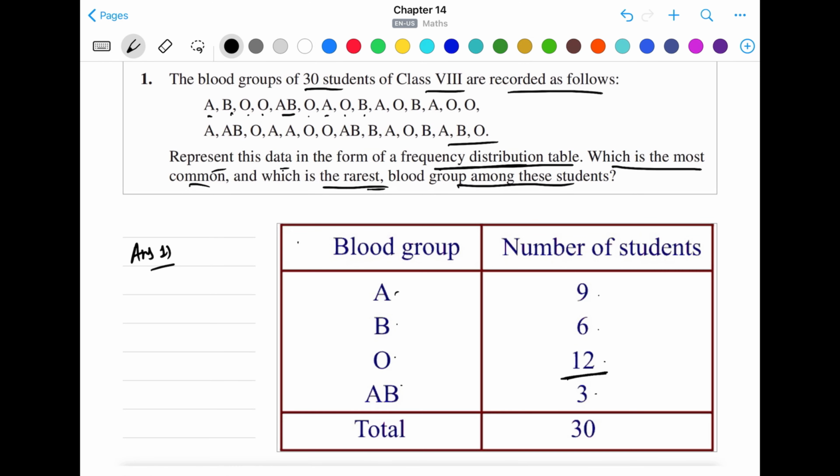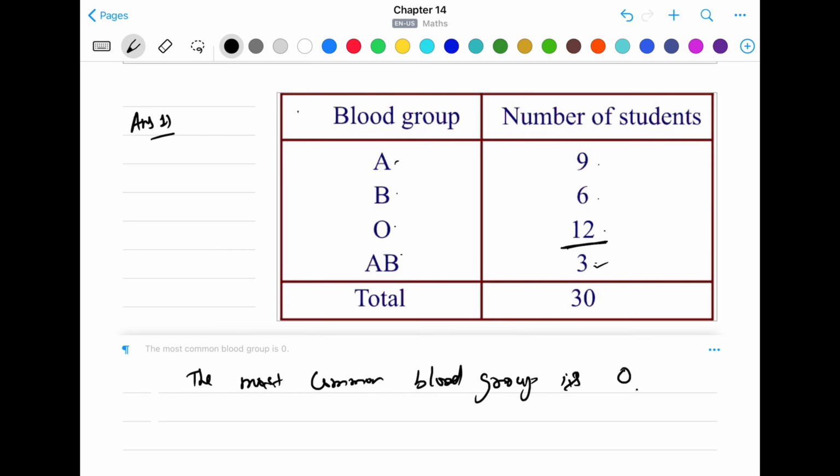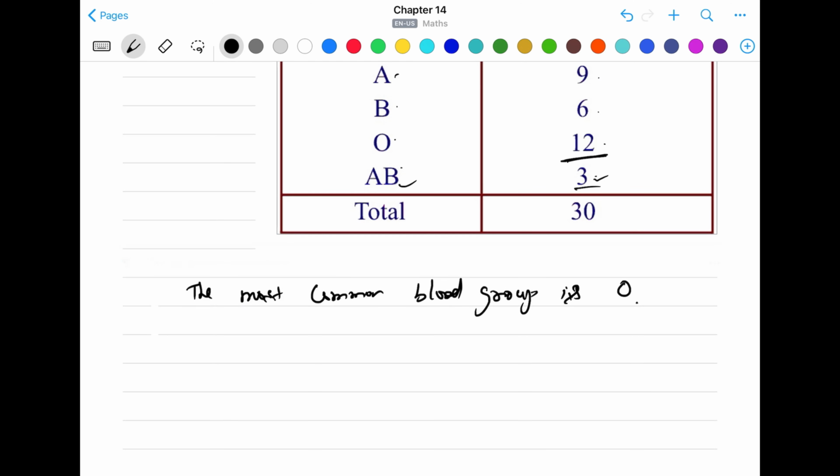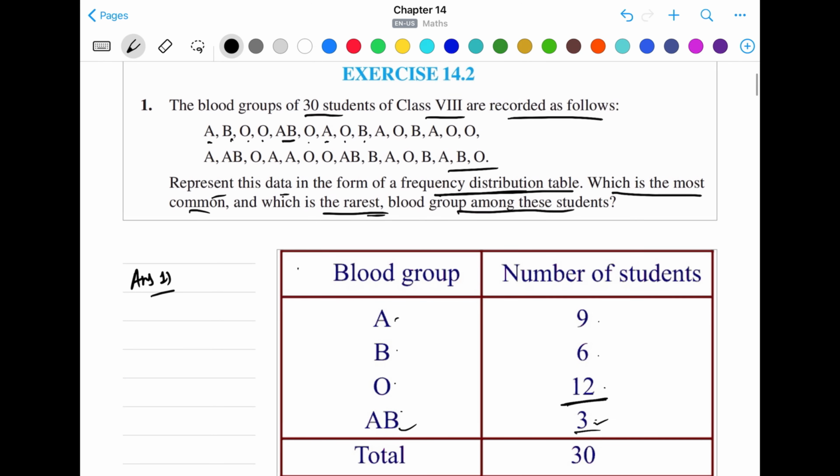Next, you are asked which is the rarest blood group among these. Rarest means which appears only very less. Okay, that means which is 3, and it is for blood group AB. And we'll write the least common blood group is AB. Okay, so that's the answer of the question number 1.